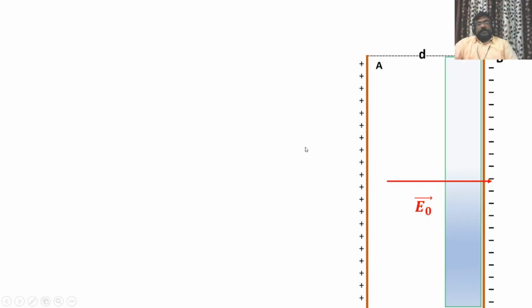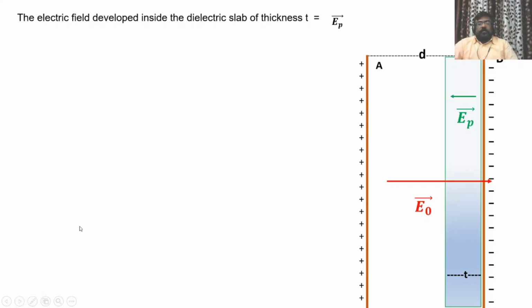Now we are introducing a dielectric slab in between the plates. Thickness of this dielectric slab is T. So, due to the polarization of the dielectric, an electric field is created inside this dielectric, but it is directed opposite to the existing electric field E0. So, two electric fields are there inside this dielectric. So, the resultant electric field will be E and that is equal to E0 minus EP.